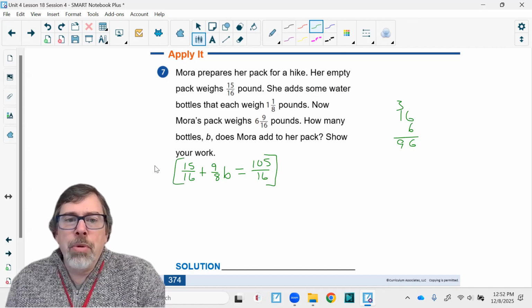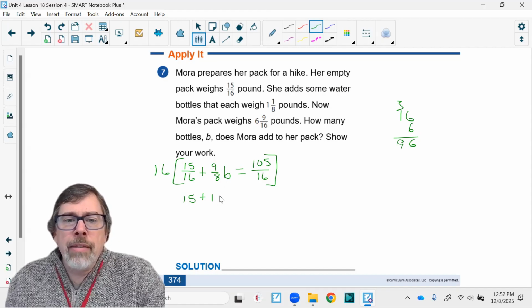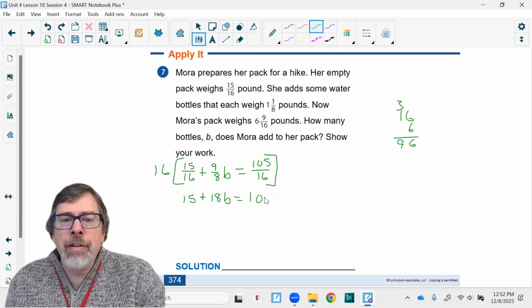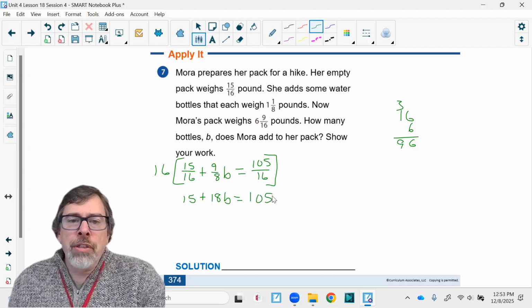Okay, now I'm going to multiply both sides by 16, and that will still give me my 15 here, and it will give me my 9/8. 8 times 1 is 8, plus 1 is 9/8 pounds, 9/8 B. This will be 18. I think I had 20 last time. That was not right. 16 divided by 8 is 2. 2 times 9 is 18b equals, these 16s cancel and I get 105. Now look at this equation. Isn't that much easier to deal with?